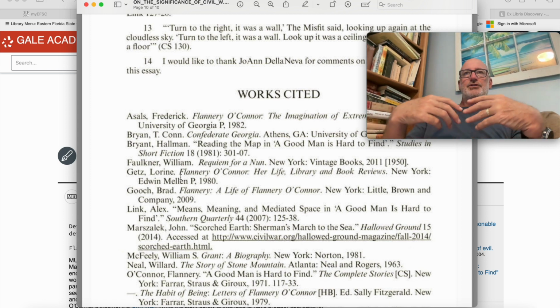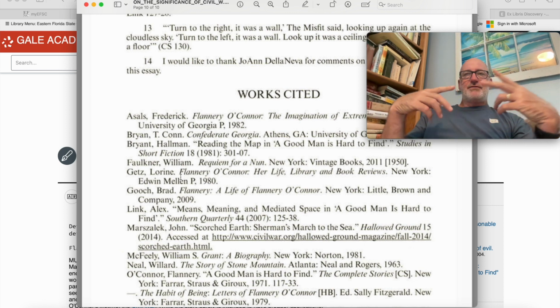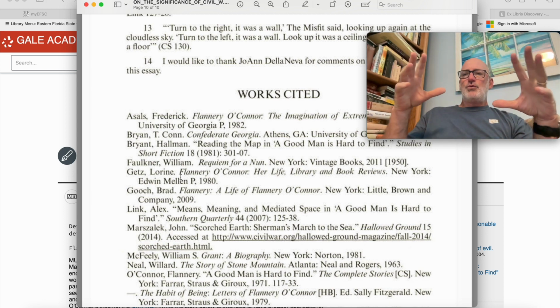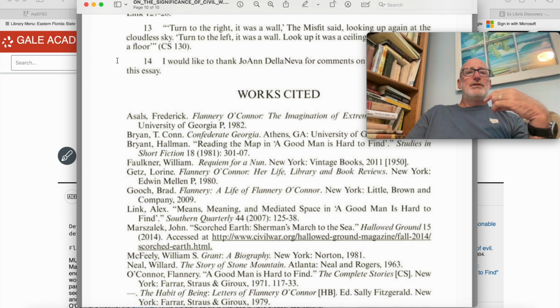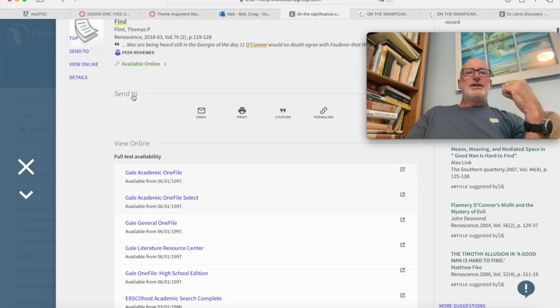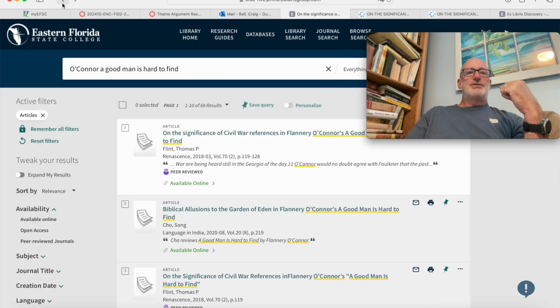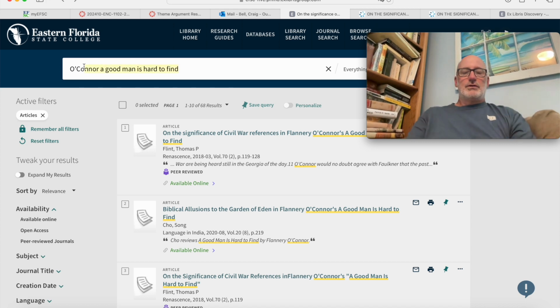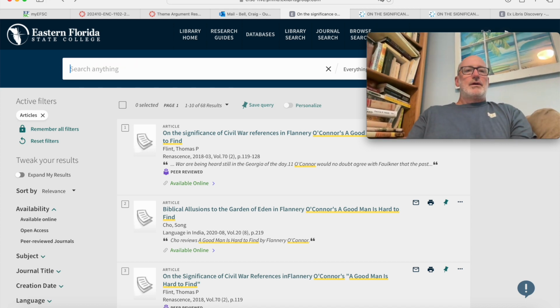So if you wanted to do something on A Good Man Is Hard to Find, or The Things They Carried, or Langston Hughes poetry or poem, whatever it is you want to write about, you type it in. So I was going to minimize this. Type it into your Eastern Florida, okay, let's click out of this.